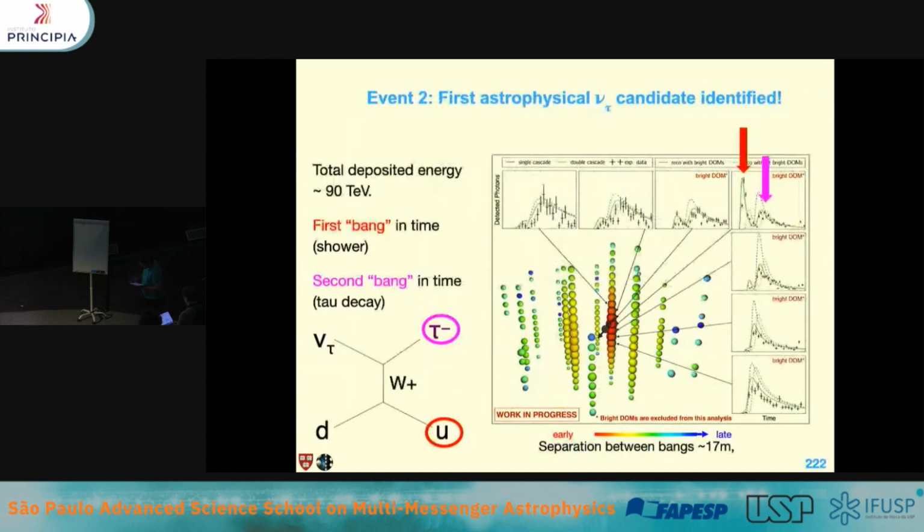And then there is this one, which is our first astrophysical tau neutrino event. We call it Double Double. It's 90 TeV, 70 meter separation. And you can see here, this is the event. This is the most likely first point of production and decay.